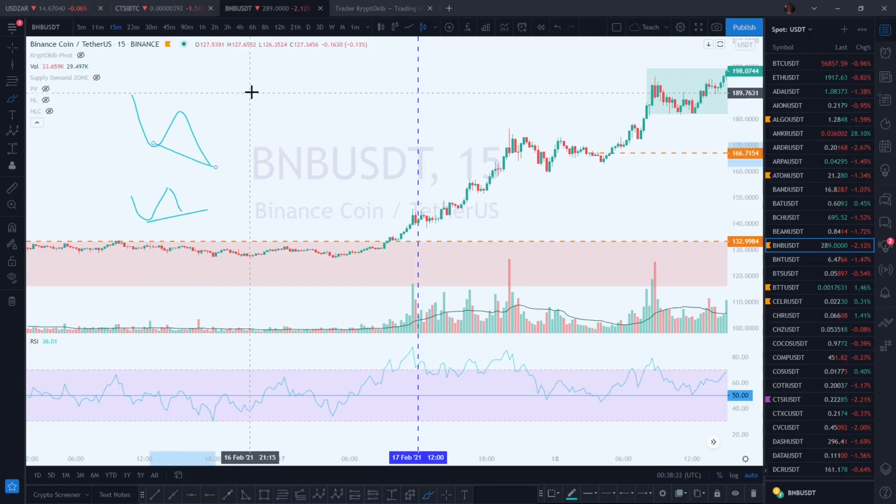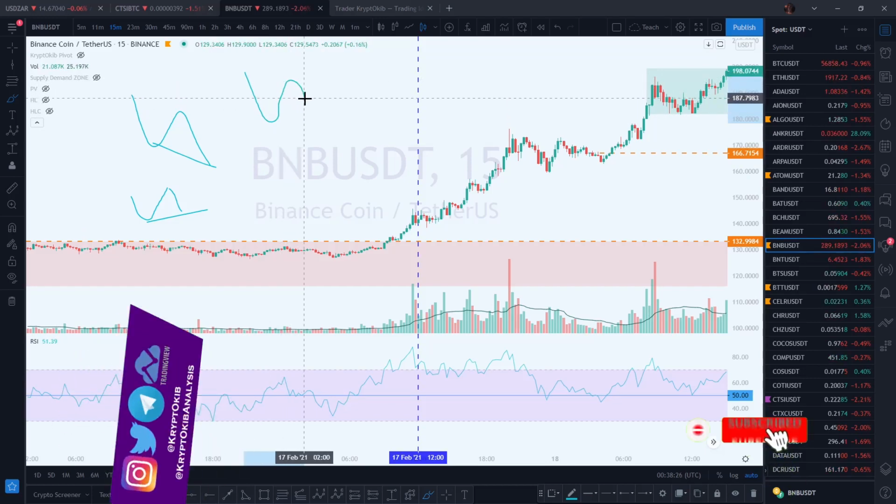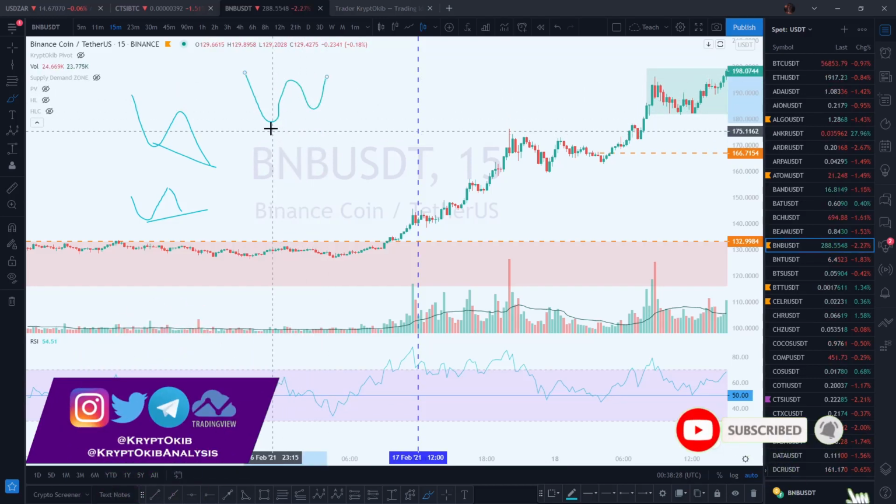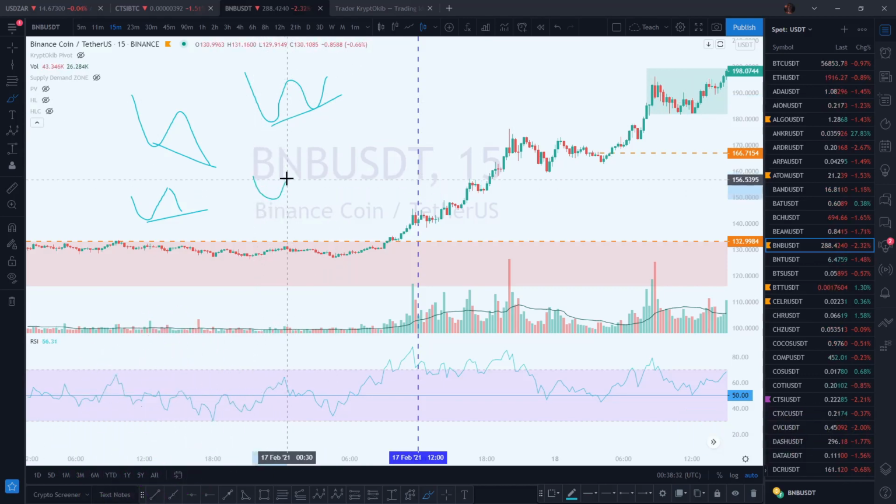But on a hidden divergence, you want to see price making the higher lows, while the indicator is making the lower lows. This is a hidden divergence. This is the opposite of this. In this, price is the one making the lower lows and the indicator making the higher lows. But in the hidden one, price is making the higher low, and the indicator is making the lower low.